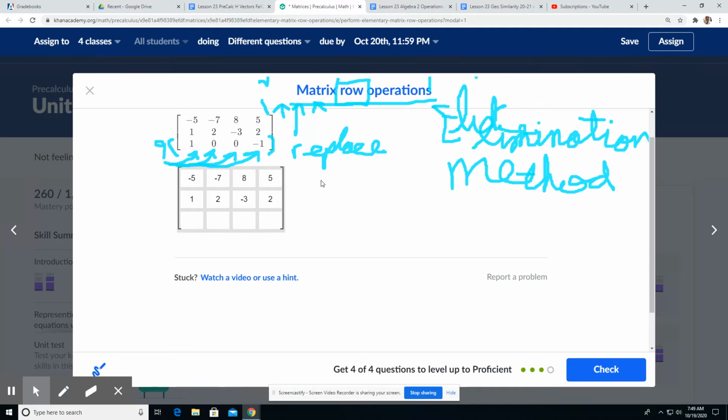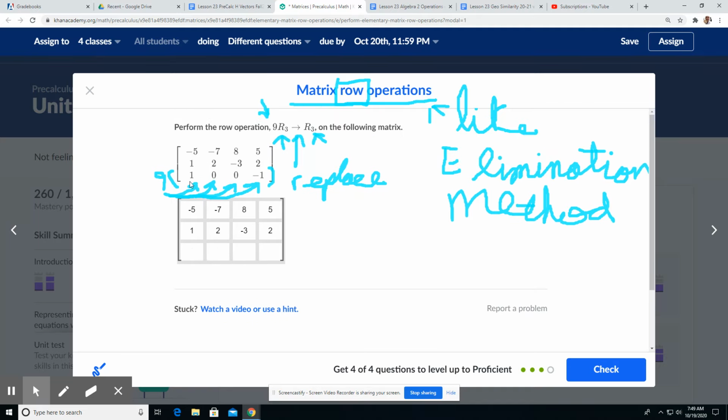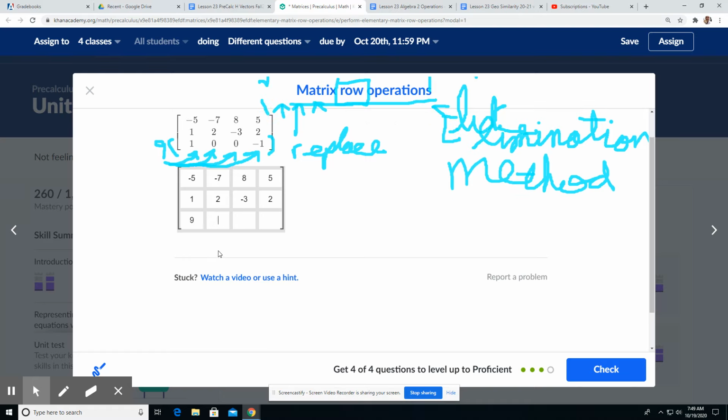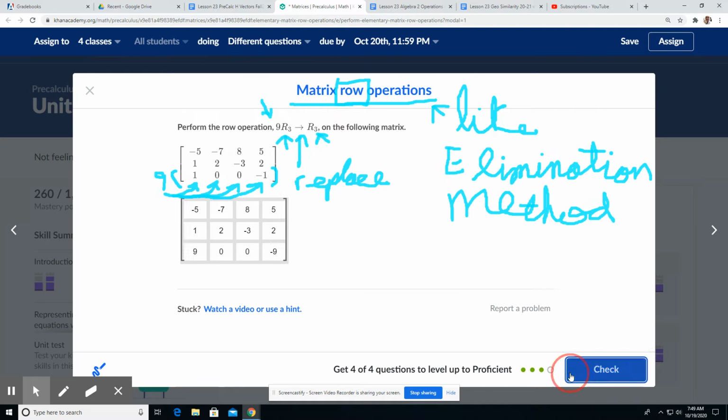Everything in row 3 got multiplied by 9. So 9 times 1 is 9. 0 times 9 is 0. 9 times 0 is 0. And 9 times -1 is -9. Let's do one more.